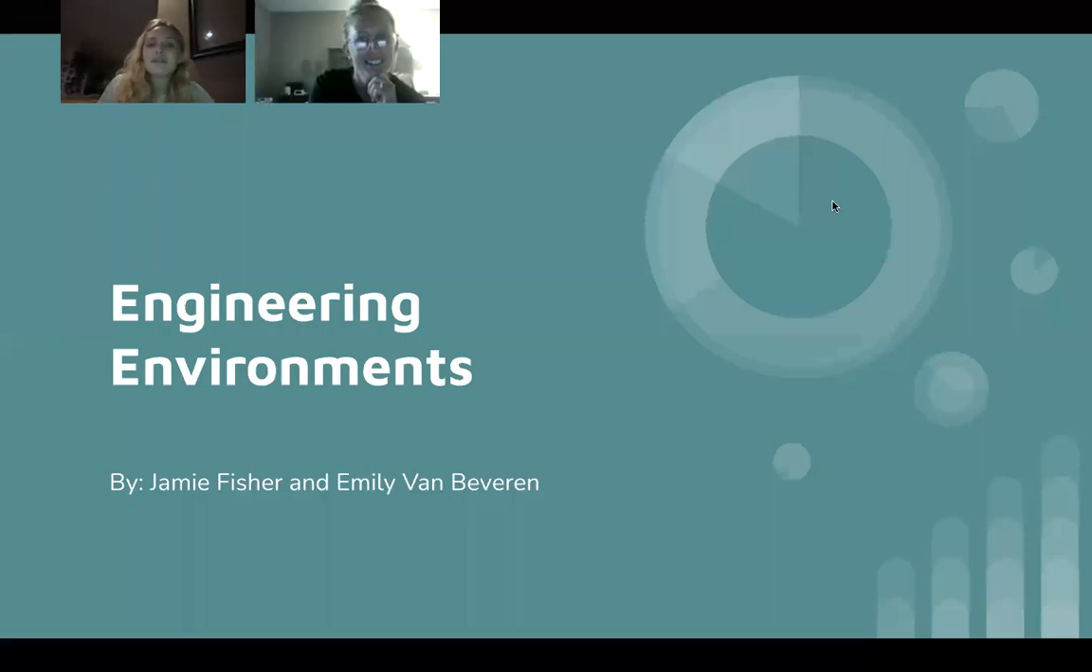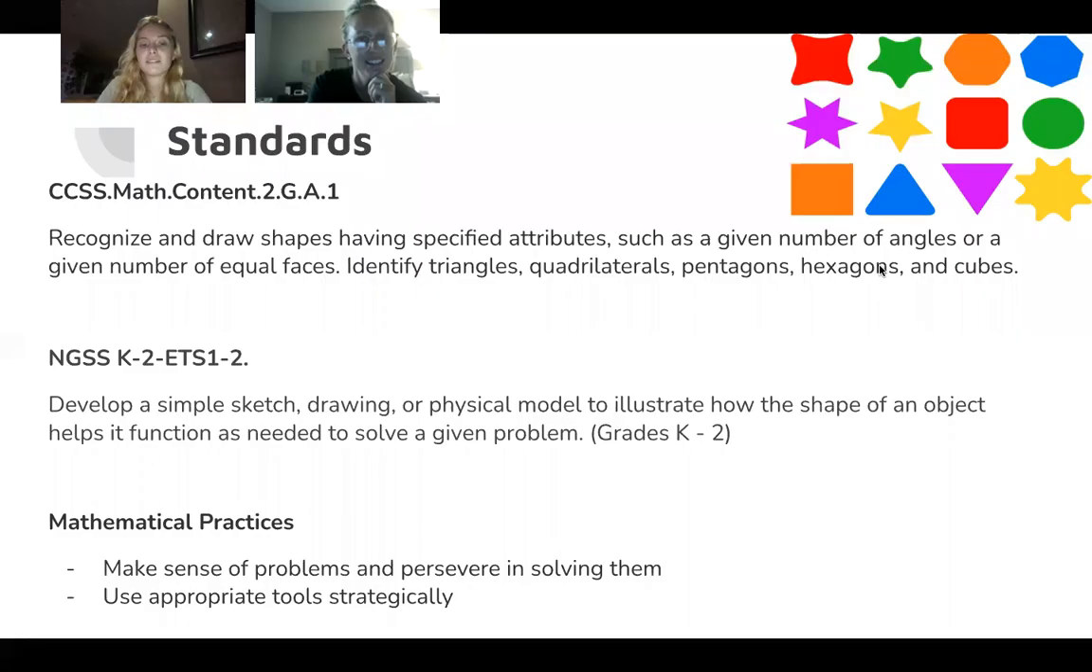Hi, my name is Emily Van Beveren, and my partner Jamie Fisher and I created a STEM lesson plan, and we titled it Engineering Environments. We have math and science standards that are covered in this lesson.